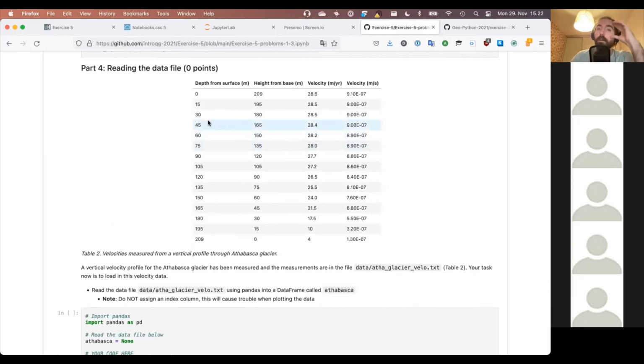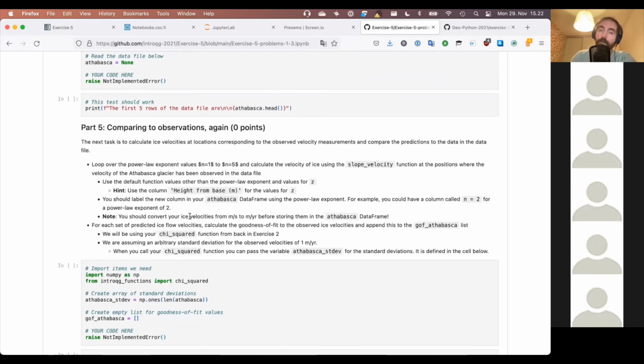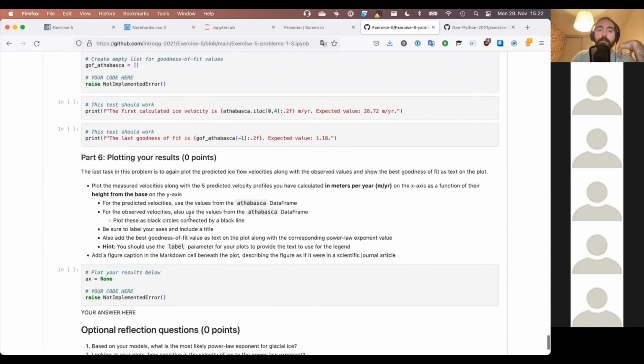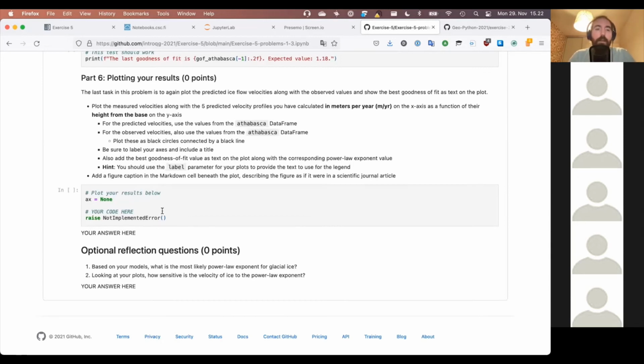Read in some ice velocities. In this case, we're going from 0 depth up to 209 meters above the bedrock, and there's the velocity profile that's then able to be plotted here. You'll compare the observed ice flow velocities to your predictions once again, and finally then plot up your results. And at the very end, if you'd like, there are a few optional reflection questions where you can look back at what you calculated and think a little bit more about things like, what's the most likely power law exponent for glacial ice based on your calculations, and how sensitive is the velocity of the ice to the power law exponent. So that's exercise number 5.